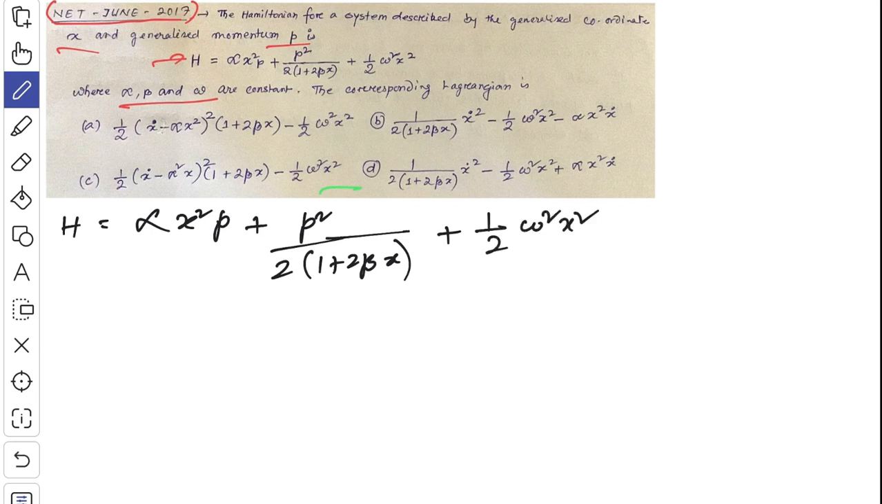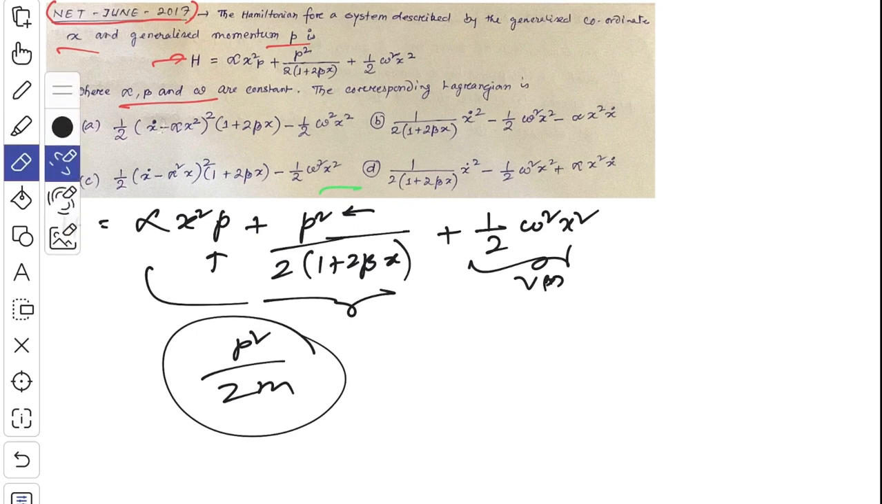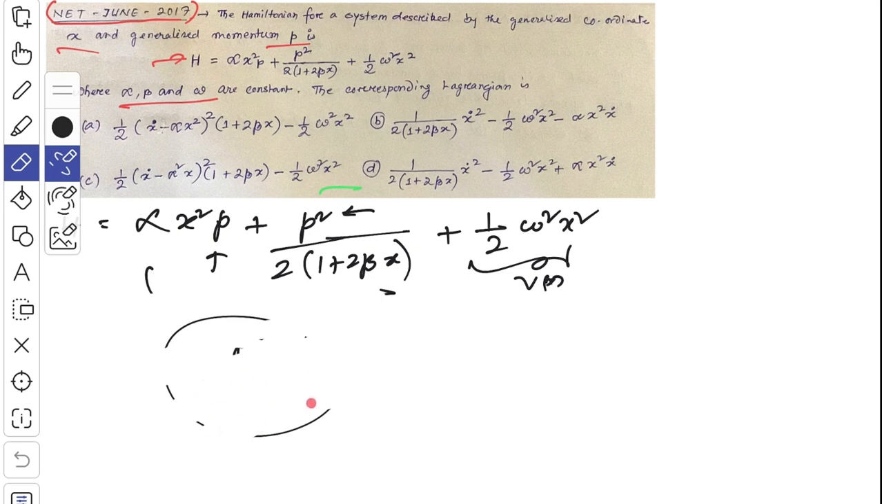So here you can consider this part as the potential V(x), and here you see this is p square, but this is not p square, only p, so that's why we cannot compare with the term p square by twice m. If we could compare with this term, then it would be easy to get the Lagrangian, but here we cannot apply the shortcut. So now we are going to use the relation between Hamiltonian and Lagrangian.